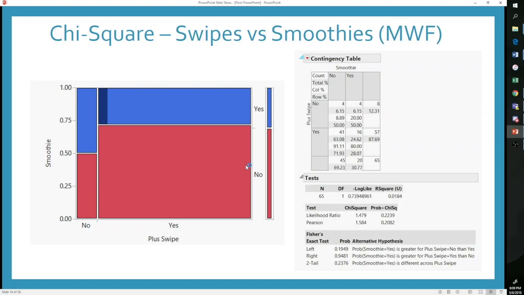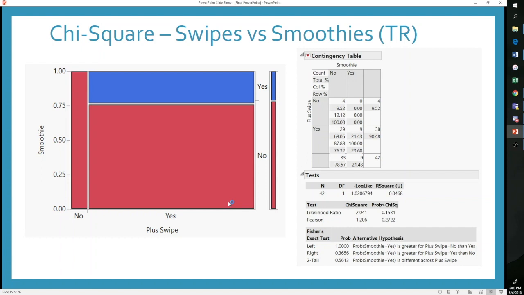For the next chi-square test, we have the swipes versus smoothie of Monday, Wednesday, Friday, and we have yes or no for using PlusSwipe and getting smoothie or not. And our results, the p-value is 0.2082, which is larger than 0.05. So we cannot conclude that there's a significant difference in the probability of getting a smoothie for students who use a PlusSwipe or not.